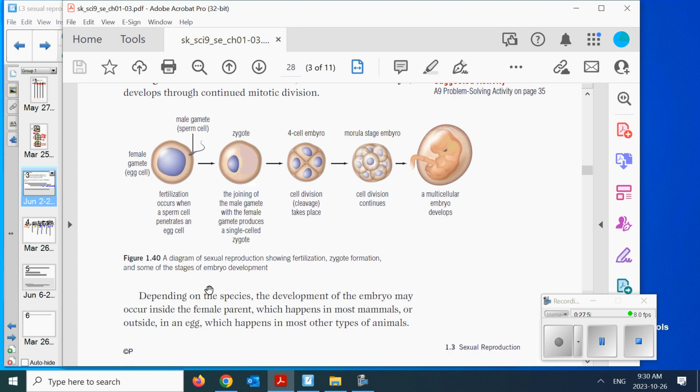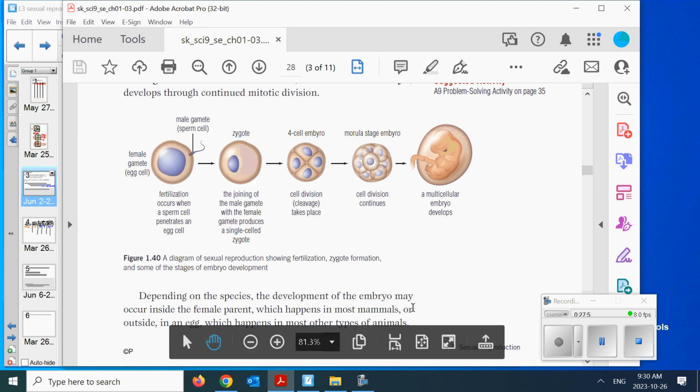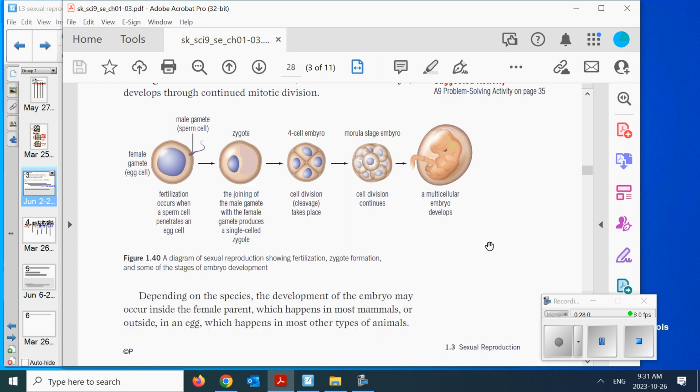Depending on the species, the development of the embryo may occur inside the female parent. That's what happens with most mammals, or outside in an egg, which happens in other types of animals.